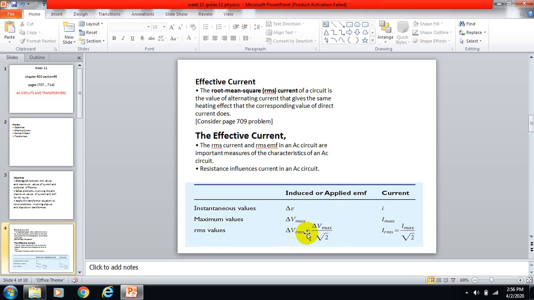Delta V RMS is equal to delta V max divided by under the root 2. This is the voltage at maximum peak level divided by root 2. Then I RMS, root mean square current, is equal to I max divided by under the root 2. Similar value, just for the induced and applied EMF voltage, and here for the current as well. Understand?